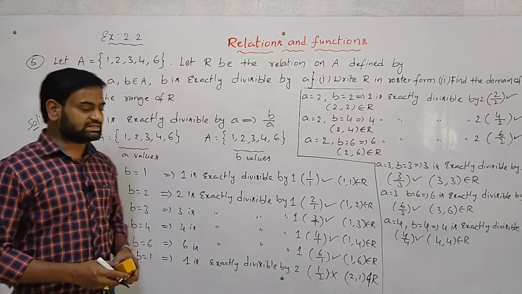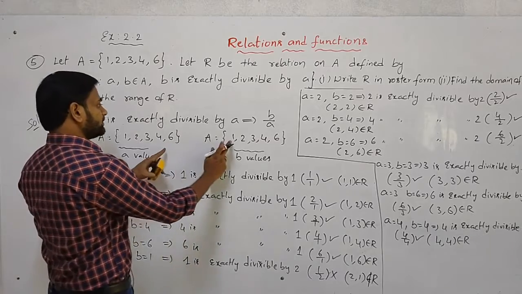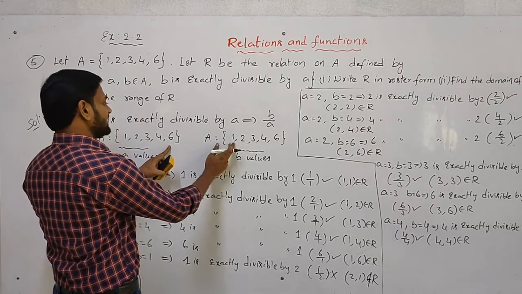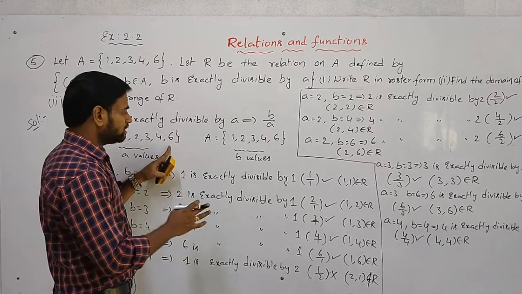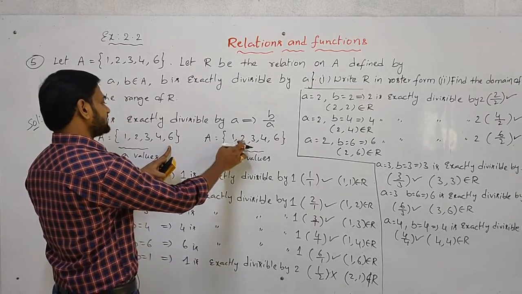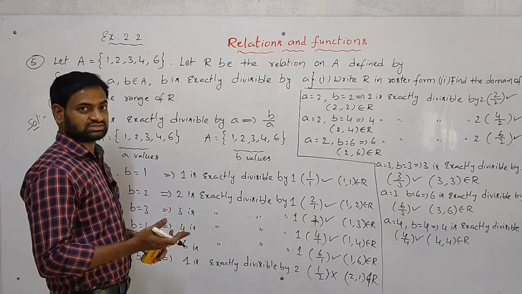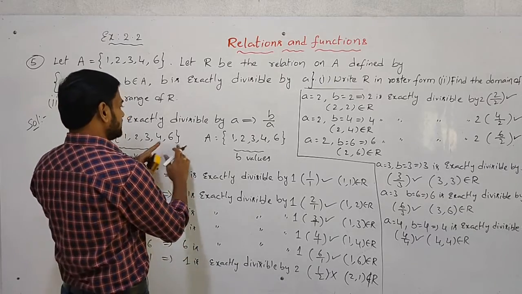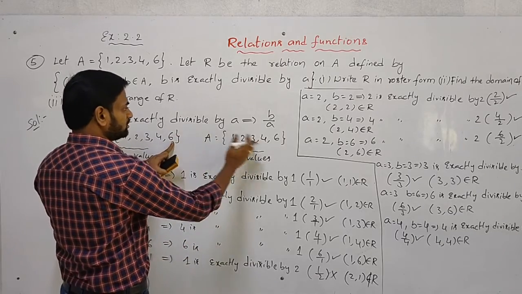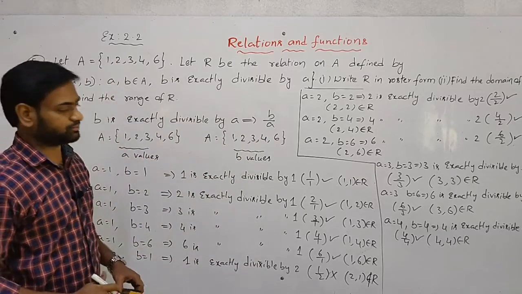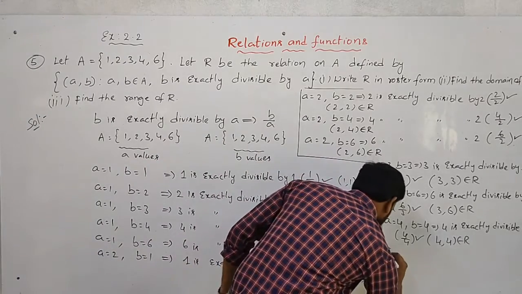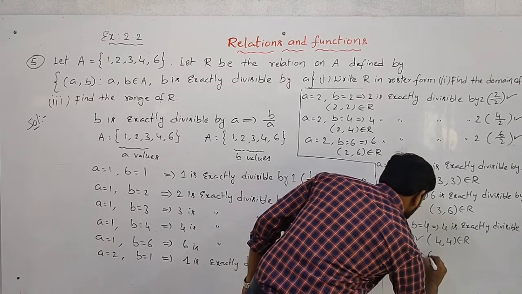Finally 6. (6, 1): is 1 exactly divisible by 6? 1 by 6, wrong. Is 2 exactly divisible by 6? 2 by 6, wrong. Next, 3 by 6, wrong. 4 by 6, wrong. 6 by 6, yes, possible. So that is A equal to 6, B equal to 6.